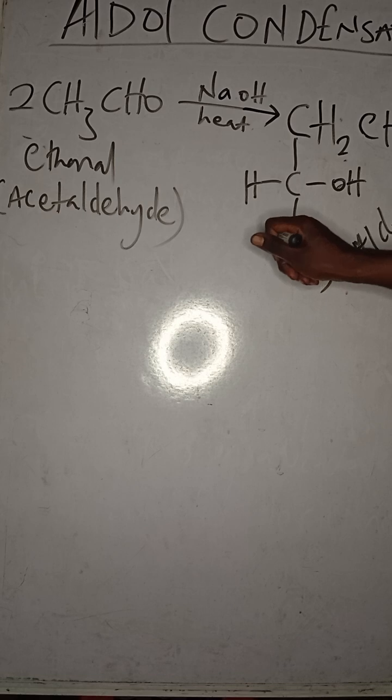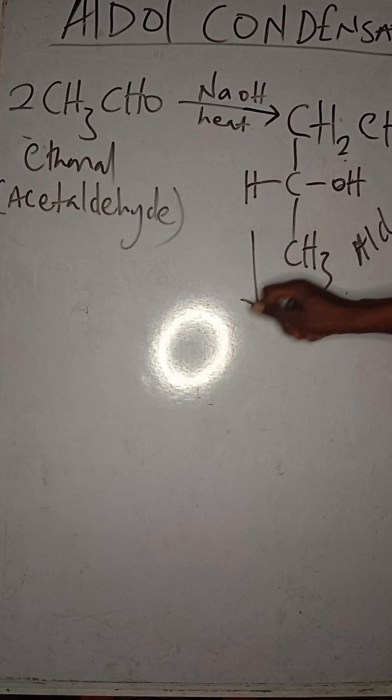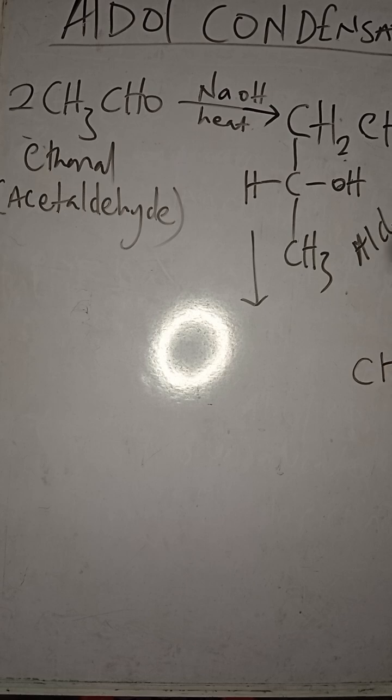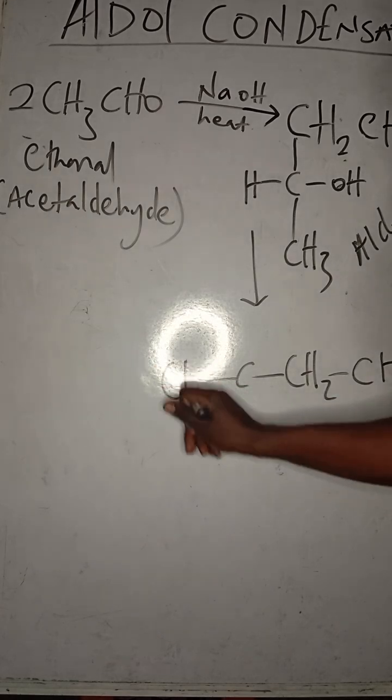This compound is called an aldol. So this is not yet the condensation product. The condensation product will be more like this. So I'm going to have CHO, then CH2, then C, now CH3.